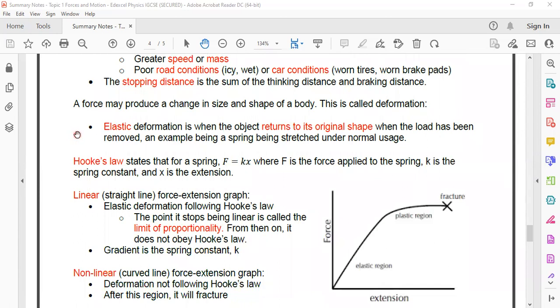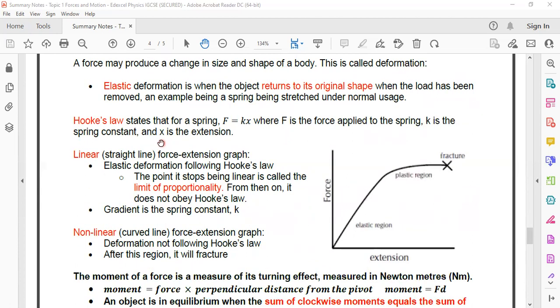Now, a force may produce a change in size and shape of a body. We call it deformation. जब भी force की वजह से कोई चीज size और shape change कर जाती है. Now, elastic deformation is when the object returns to its original shape when the load has been removed. An example is a spring being stretched under normal use.